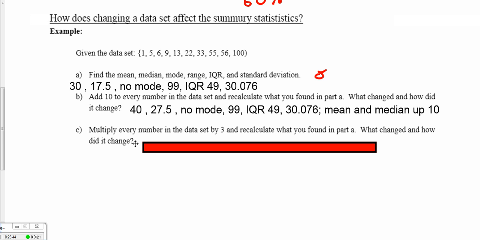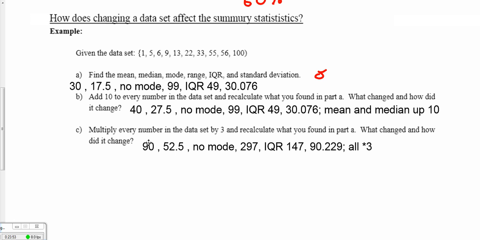Now let's say we're going to multiply every number in the data set by 3 and recalculate what we found. What changed and how did it change? Well, as we recalculate then, we would get our mean is 90, our median is 52.5. There is still no mode. Our range is going to be 297. Our interquartile range is now 147. Our standard deviation then is going to be 90.229. Now what changed? Everything. Every single piece was multiplied by 3.